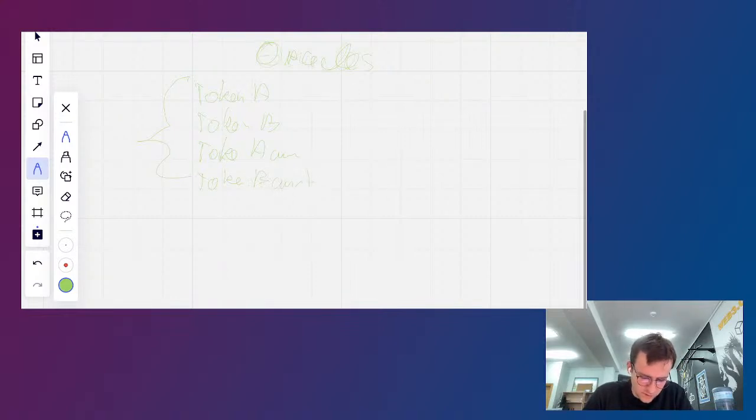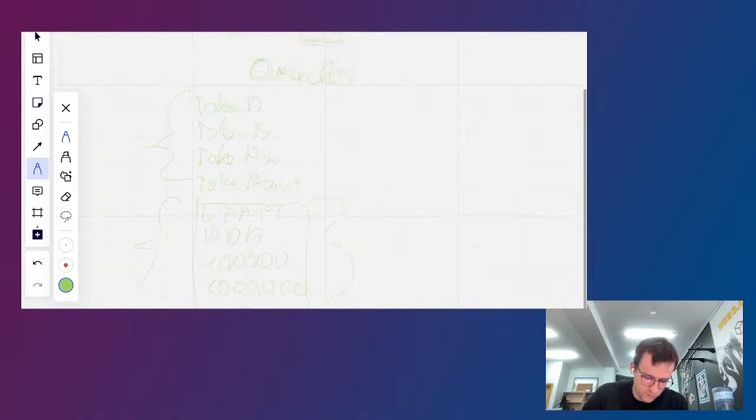For example, it could be again Lenfi, and then there is ADA or Lovelaces. Then it says, okay, there are 100,000 of Lenfi, and to make Lenfi more expensive, 1 million of ADA. So this data is pool data.